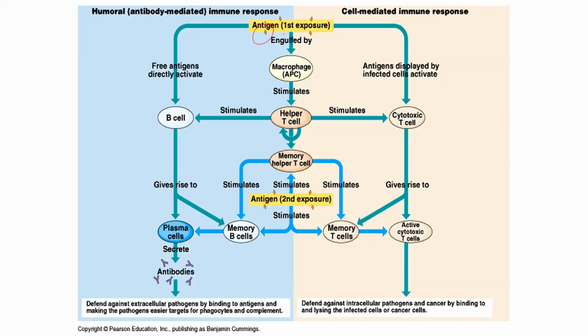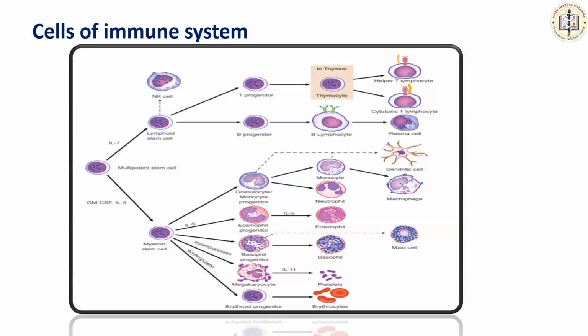Whenever an antigen enters our body, it is engulfed by the macrophage and presented to the helper T cell. The helper T cell will either go to the cytotoxic T cell, or divide into the B cell, depending upon the intracellular or extracellular pathogen. If it is extracellular, then the humoral response will happen. If it is intracellular, then the cytotoxic T cell will kill the cell. In both cases, memory cells will be generated, and the memory cell will produce the secondary immune response. So do you have any question regarding this overview?